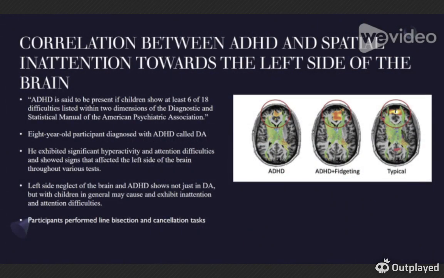In this study, the researchers dived deeper into the correlation between ADHD and spatial attention towards the left side of the brain. According to the study, ADHD is said to be present if children show at least 6 of 18 difficulties listed within 2 dimensions of the Diagnostic and Statistical Manual of the American Psychiatric Association.